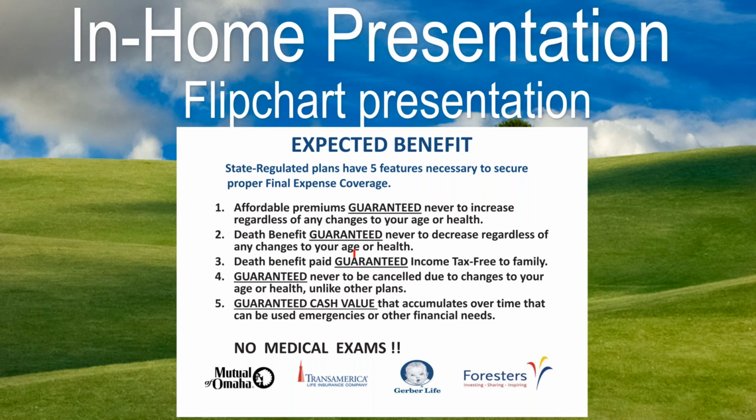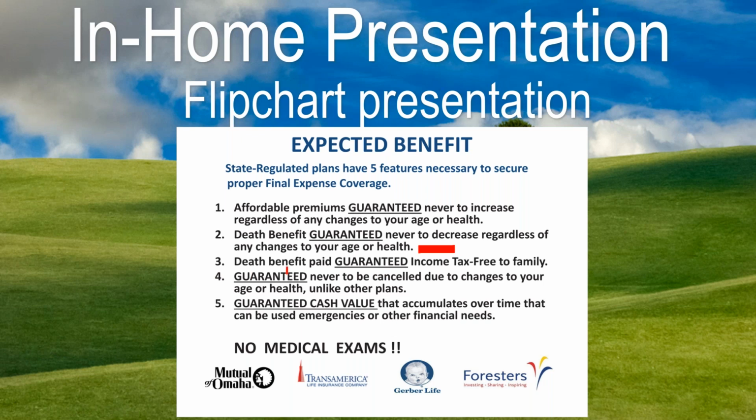Two is we're going to guarantee the death benefit is guaranteed never to decrease regardless of any changes to your age or your health. And if you have a story about that, you can tell a story about that. I have a story about that with my father, who had life insurance. He took out a policy back in the 80s. It was like a $60,000 policy. By the time he passed away, it was worth $2,500 because it was decreasing. So at age 78, it had decreased down to the minimum death benefit, which was $2,500.